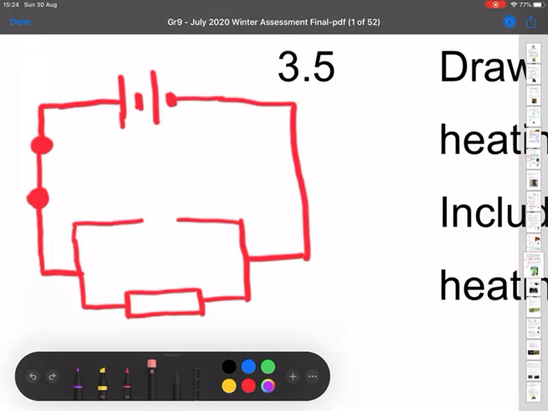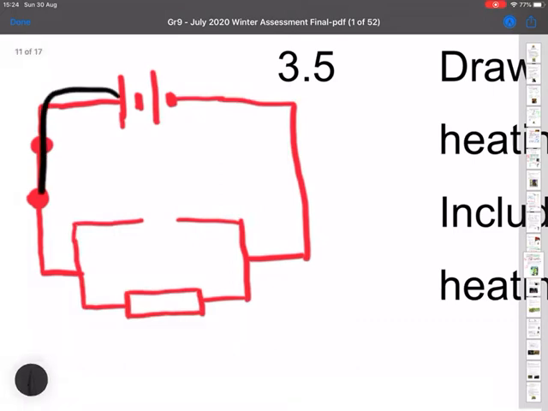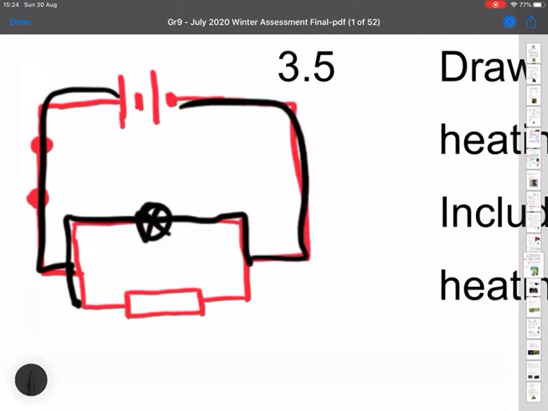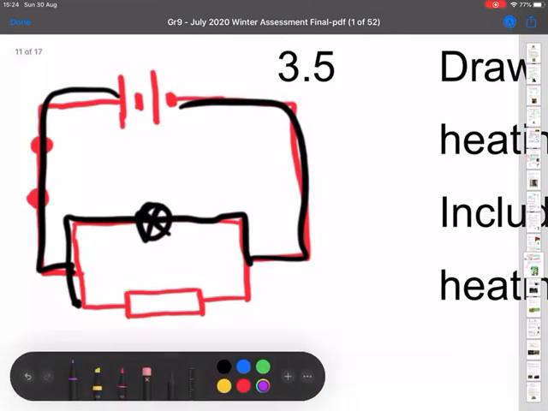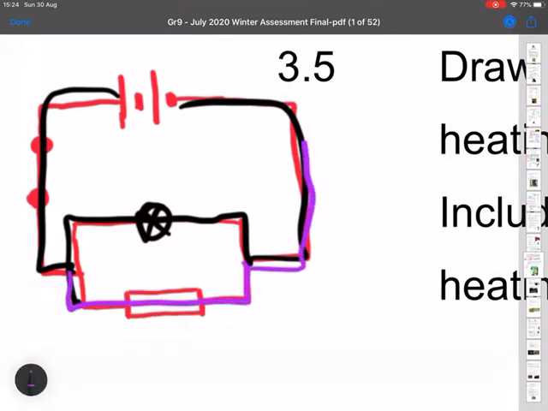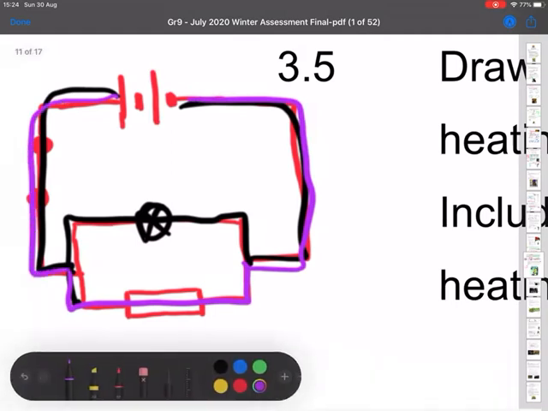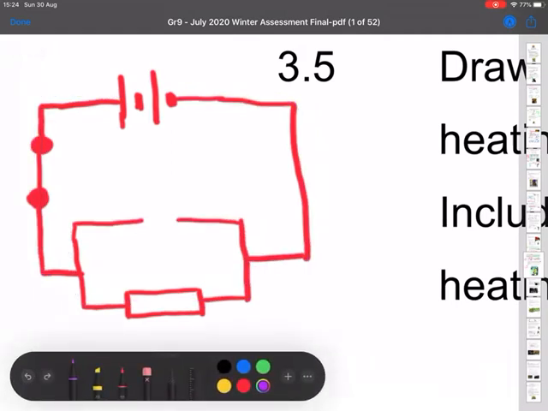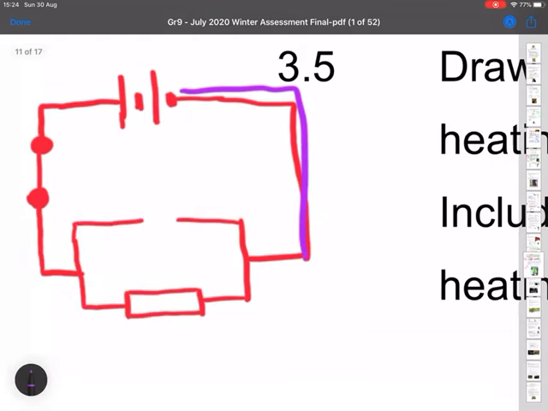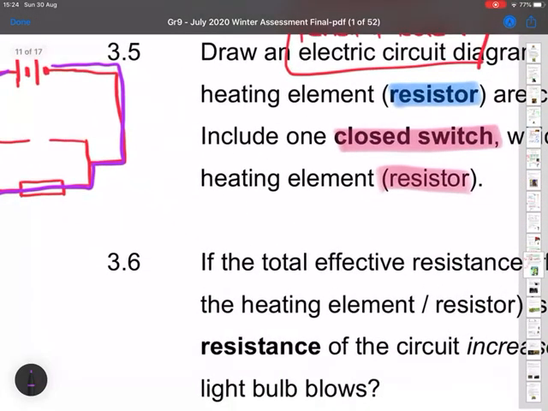So there's a bulb, bye-bye bulb. So before there would have been 2 paths. If the current went through the bulb, there would have been 2 paths for the current to take. The black path and the purple path. Okay. But if the bulb is blown, that means that there's only 1 path to take. So now your resistance is actually increased. So you've got a mark for saying that resistance increased, because there's only 1 path for the current to take, and you use your resistance in parallel formula to show that.